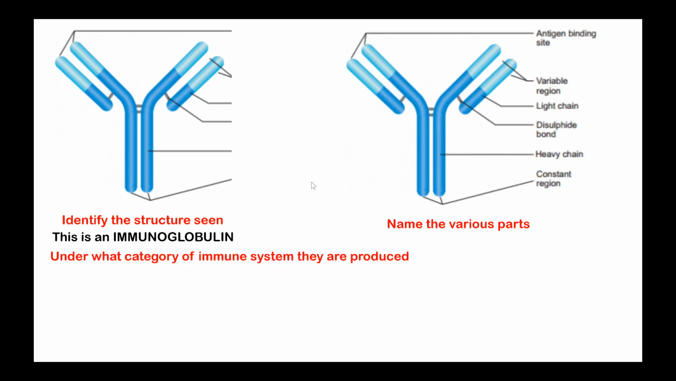Under what category of the immune system are these immunoglobulins produced? B cells, sir. B cells. Immune system, how are they classified?